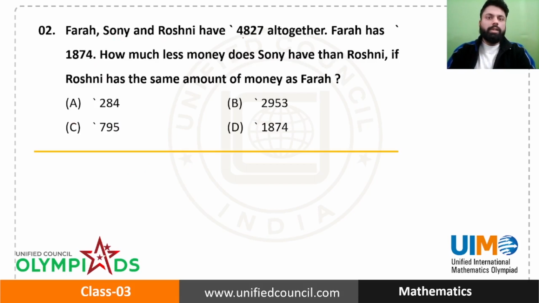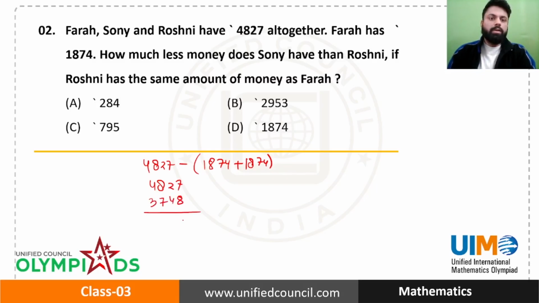Farah, Sony and Roshni have 4827 together. Farah has this much amount. How much money less does Sony have than Roshni if Roshni has the same amount as Farah? So 4827 minus 1874 plus 1874. 17 minus 8 is 9. 11 minus 4 is 7. This is 0. This is 1. 1079 is the amount Sony has.